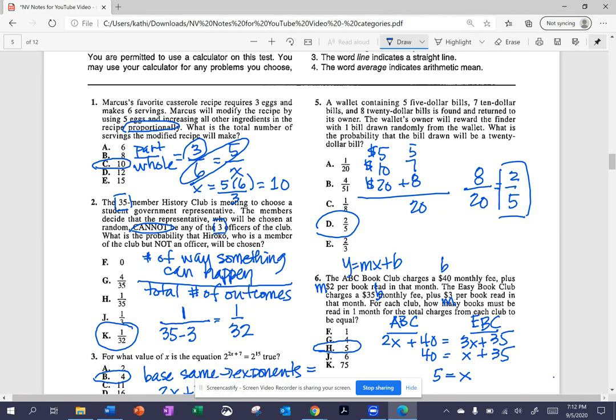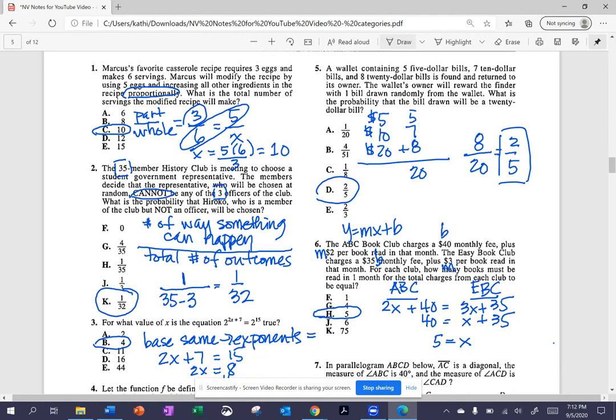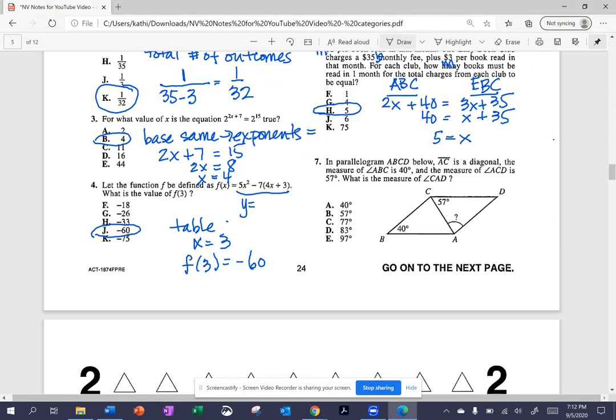Okay, number 7. In parallelogram ABCD below, segment AC is a diagonal. The measure of angle ABC is 40 degrees, and the measure of angle ACD is 57 degrees. What is the measure of angle CAD? So this is the angle I want to know.